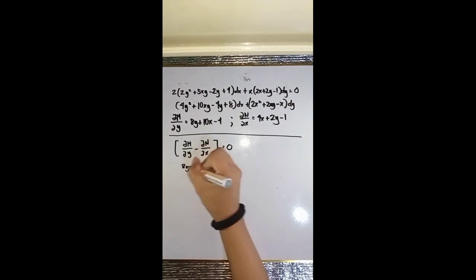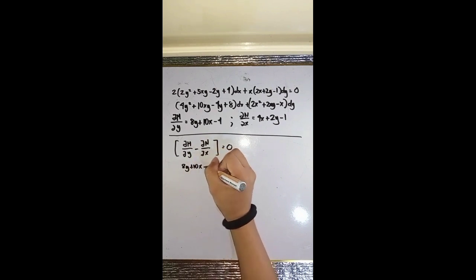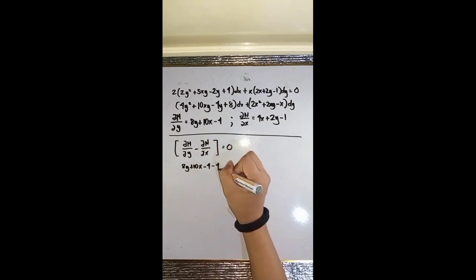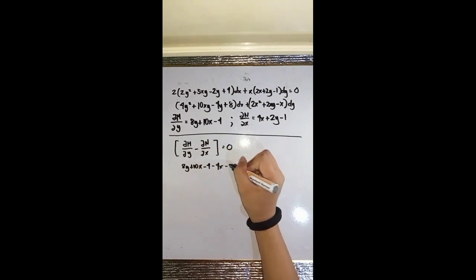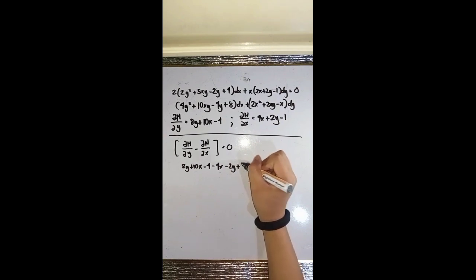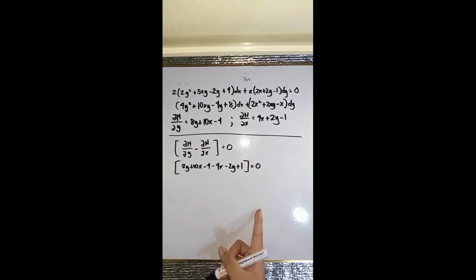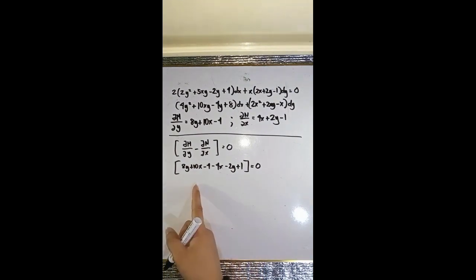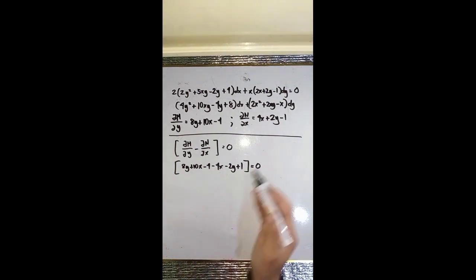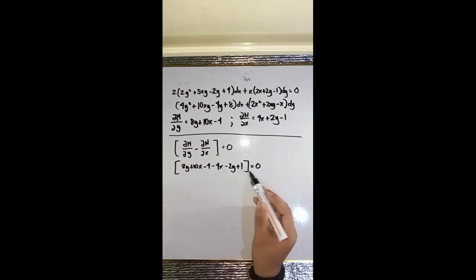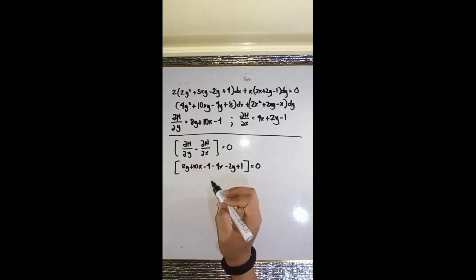So substitute the values. 8y plus 10x minus 4 minus 4x minus 2y plus 1. After solving this, we can find commonality with one of the functions that we're going to use as the basis for the case that we're going to undergo.